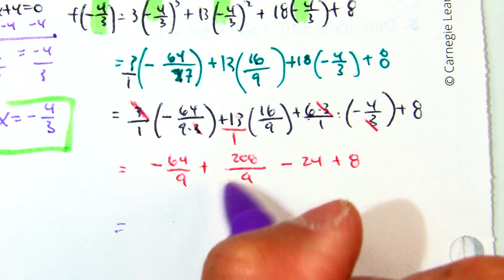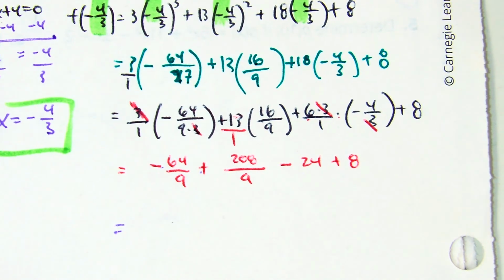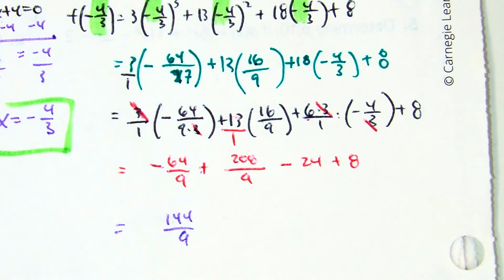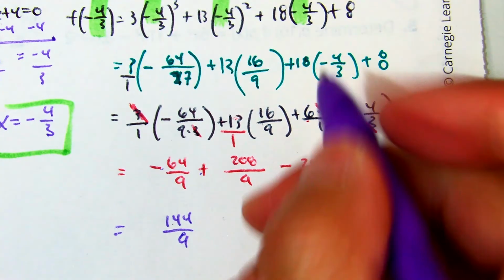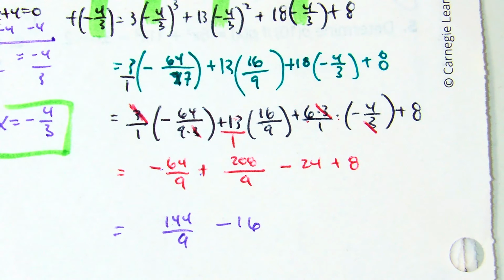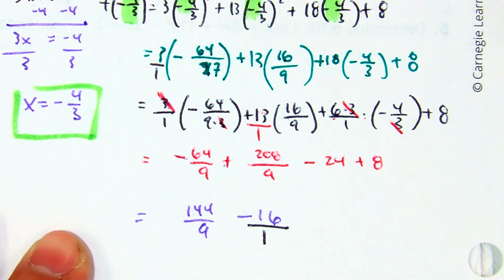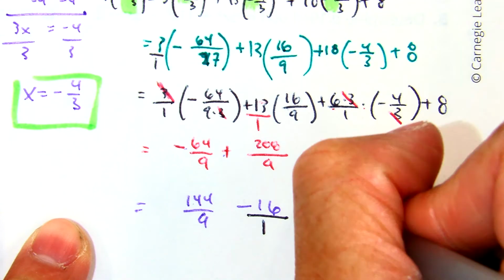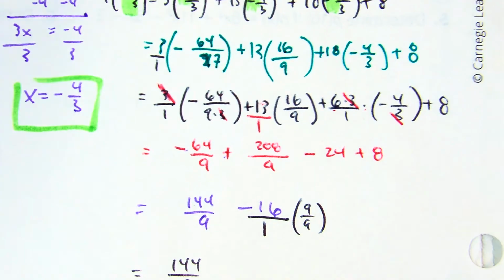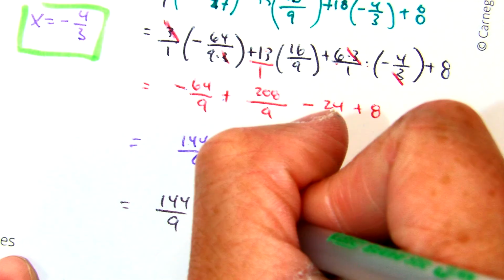For fractions, you're going to add the numerators at the top. So 208 minus 64. This gives me 144 over 9. And 24, that will give me negative 16. How do I get a nice fraction? I'm just going to put this one over 1. I'm going to multiply by 9 over 9. The reason why I'm doing this is so I have a common denominator. So 144 over 9. And negative 16 times 9 gives us negative 144 over 9.